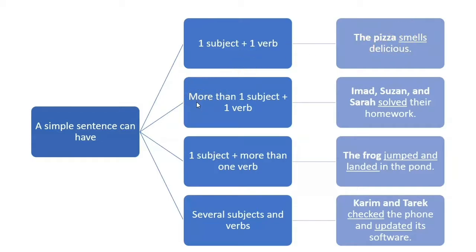I can have more than one subject and one verb. Imad, Suzanne, and Sarah: I have three people who are the subject of the sentence. Solved is the verb, and their homework.